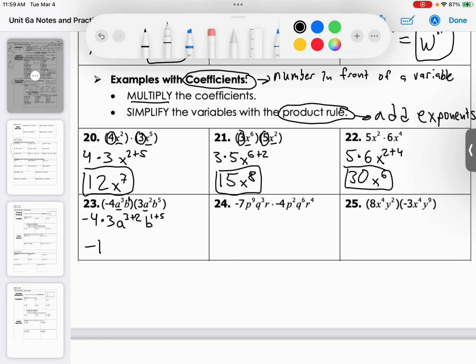Negative 4 times 3 is negative 12. A to the power of 3 plus 2 would be a to the power of 5. B to the power of 1 plus 5 would be b to the power of 6. So this would be negative 12, a to the 5th, b to the 6th. Okay.